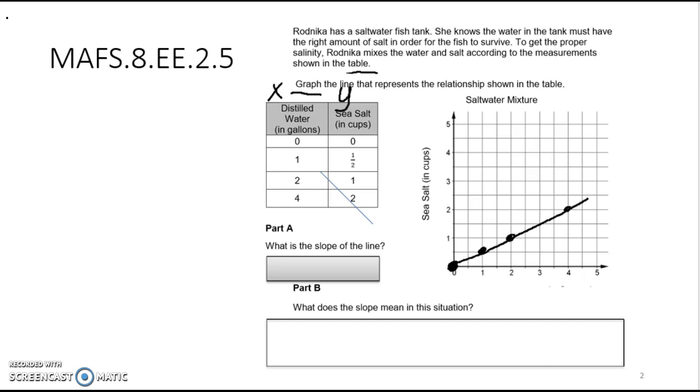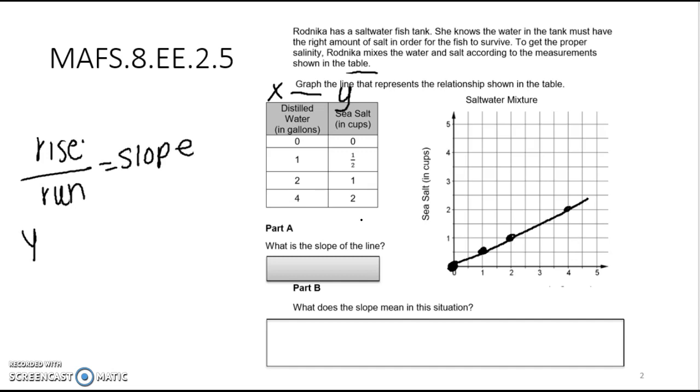So there's my graph. So what is the slope of that line? Well, remember, we can get the slope from any 2 points on the graph. So we can either do rise over run to get the slope, or we could use the formula y2 minus y1 over x2 minus x1 and find that slope. So I'm going to choose to do the rise over run.